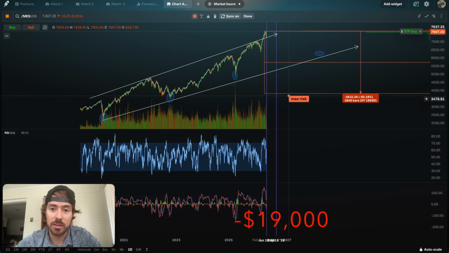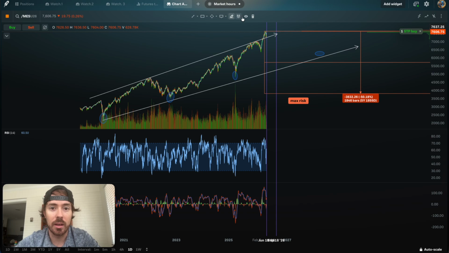So you can take your max risk. You can take an annotation bubble, and you can say 19,000.